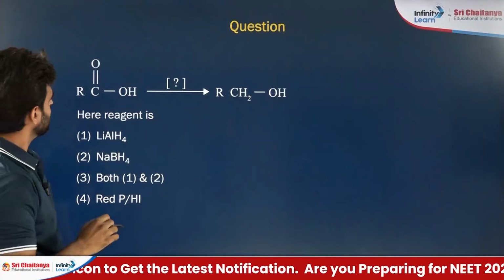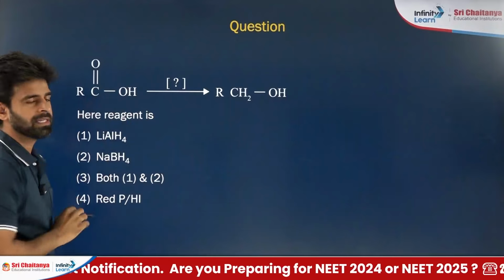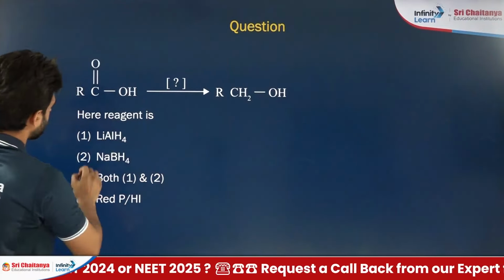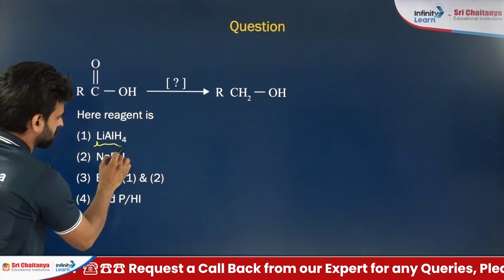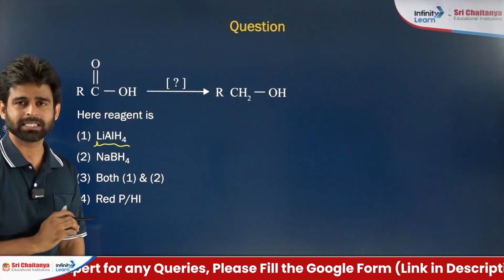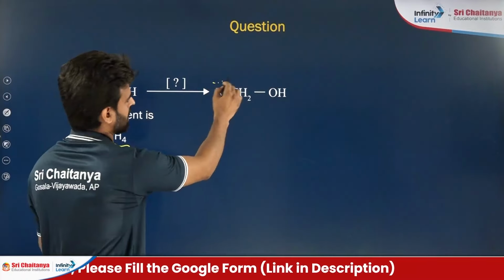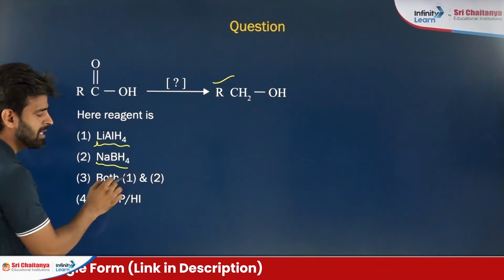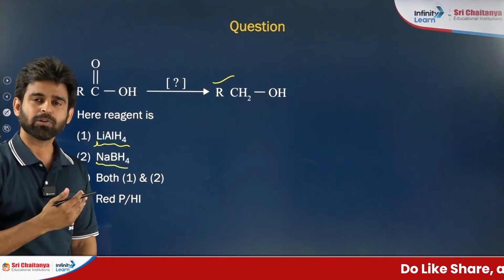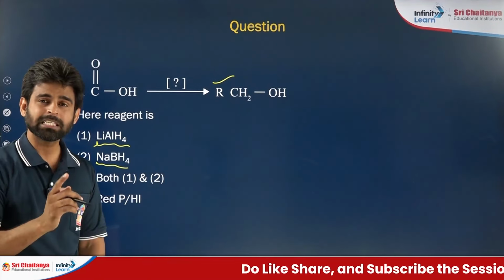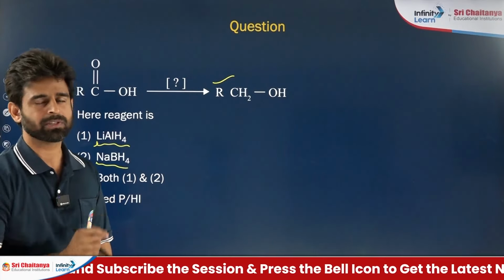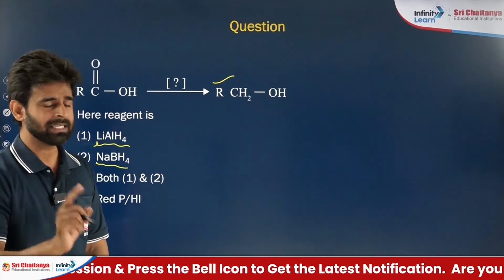Next question is, we want to reduce our carboxylic acid into alcohol, right? So the first option given is LiAlH4. Very right. LiAlH4 is a good reducing agent which will give us alcohol. Fine. NaBH4 is not that strong, it will not reduce carboxylic acid to alcohols. NaBH4 mainly is used to reduce aldehydes and ketones to alcohols, not carboxylic acid, right?